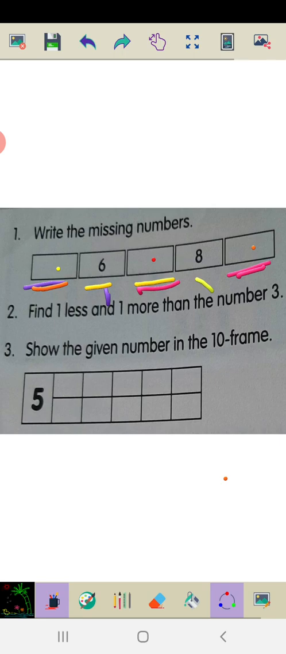Can you read the numbers in forward direction? Forward counting, can you do? The numbers in forward counting are 1, 2, 3, 4, 5, 6, 7, 8, 9, 10. This is forward counting. So we have the numbers here, 6 and 8. What should I write here? We learned the before numbers, the after numbers and the in between numbers.